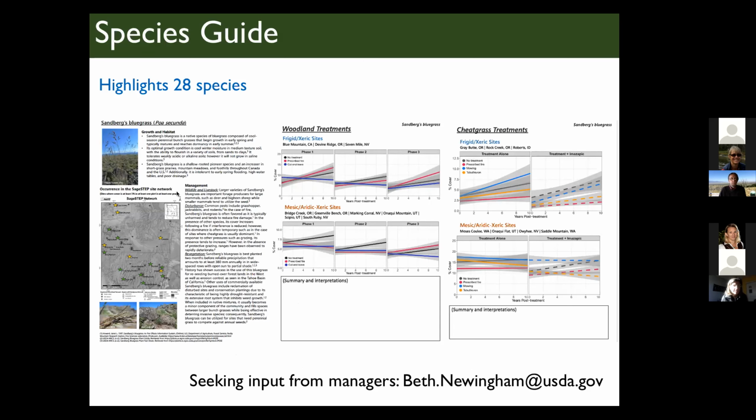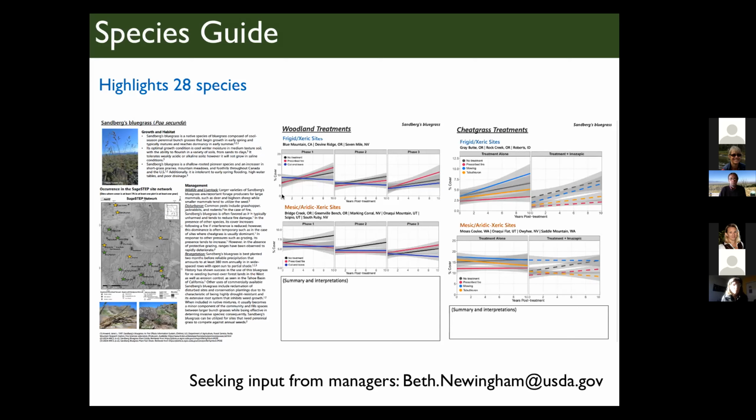But our idea is that it will have a page that shows you background information of growth and habitat about each individual species. And then it'll give you management, which will include disturbance effects, restoration effects. And then we also will present each individual species response to the treatment. So again, we've gone through some of this for sandberg bluegrass, but we'll include the woodland sites, again, broken out by the two different soil temperature and moisture regimes.